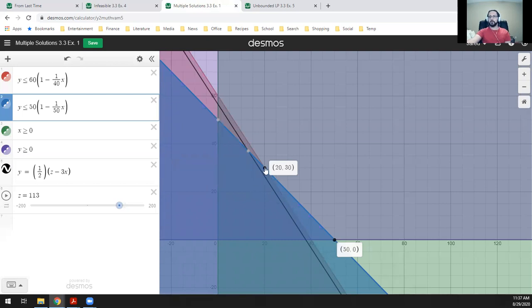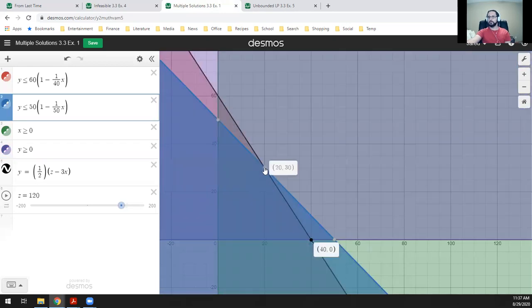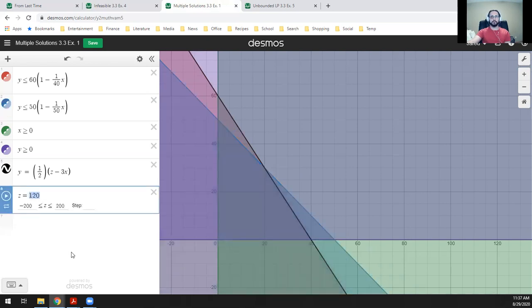The solutions to the LP occur at these two corners and every point in between. So this LP doesn't just have one solution, it has infinitely many solutions, and they live on this line segment. You might be thinking, doesn't the fundamental theorem of linear programming say the solution must occur at a corner? And it does. The solution occurs both at the corner of 20, 30 and the corner of 40, 0, and this LP in particular has an optimum value of 120.